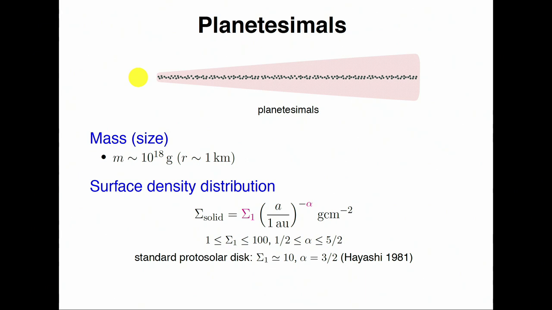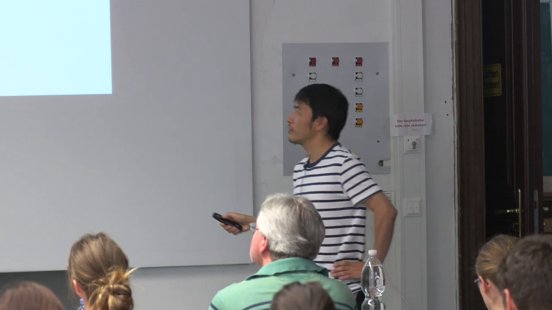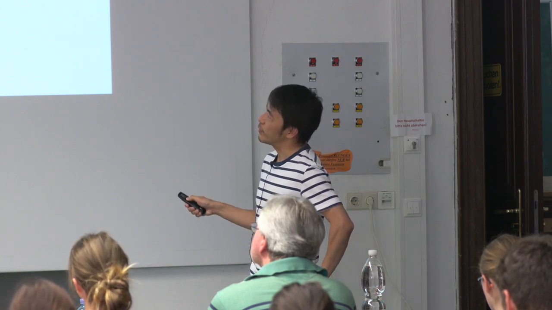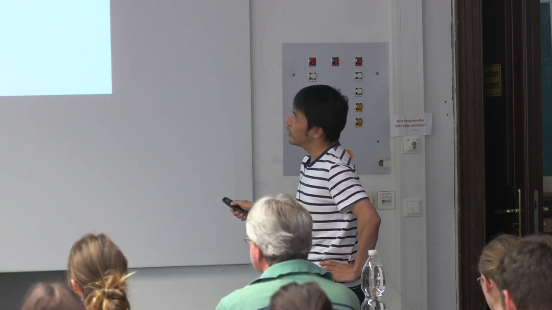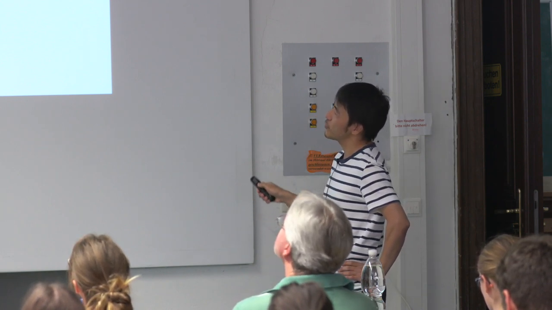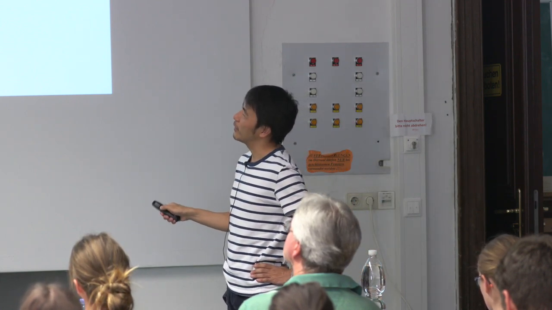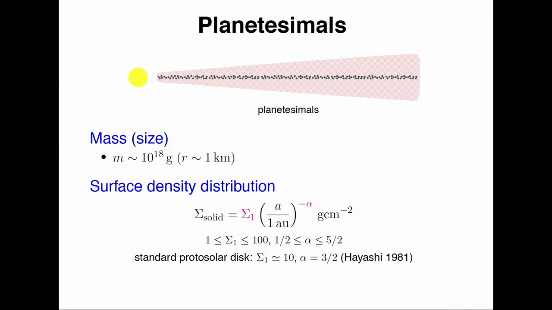So for later use, we introduce this kind of planetesimal system now. If the gravitational instability takes place, then we can estimate the mass of the planetesimals from the critical wavelength of the instability, which is about 10 to the 18 kilograms. So assuming a density of 2 to 3 grams per cc, the size is about a kilometer. And for later use, we introduce this surface density distribution of planetesimals by this power-law formula. Here sigma 1 is the surface density at 1 AU, and alpha is the radial exponent. For Hayashi's disk, sigma 1 is about 10, and alpha is 3/2.